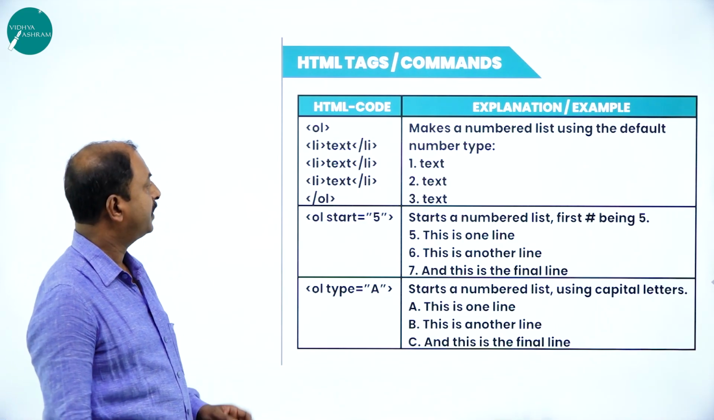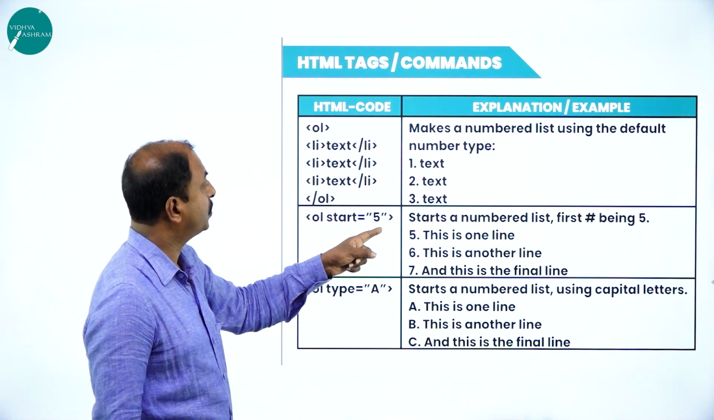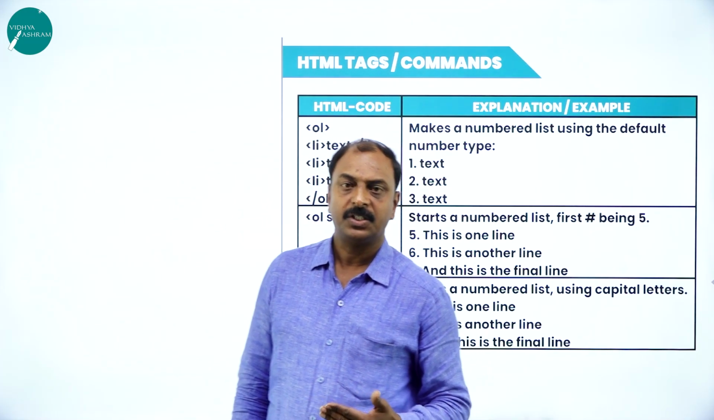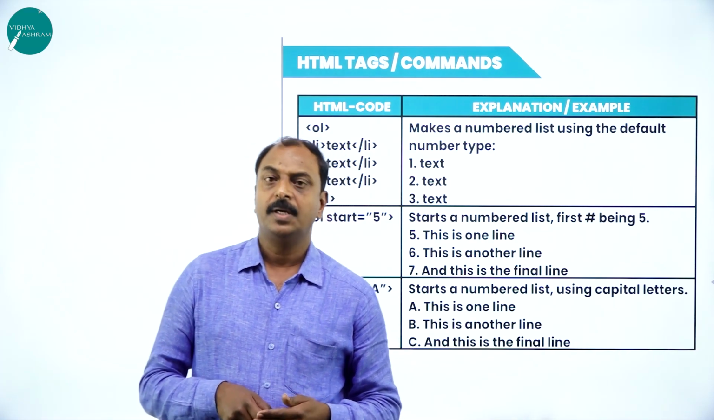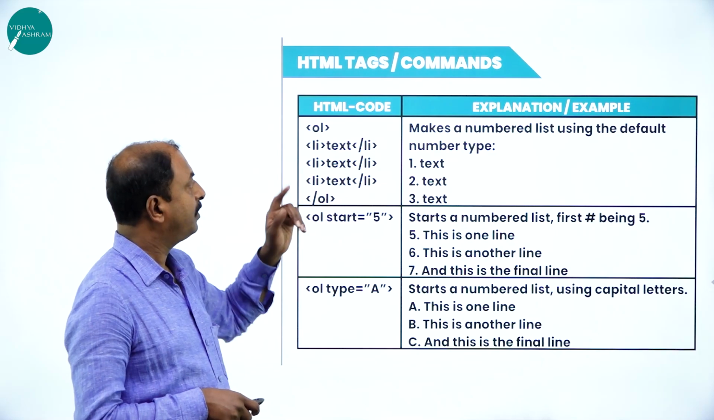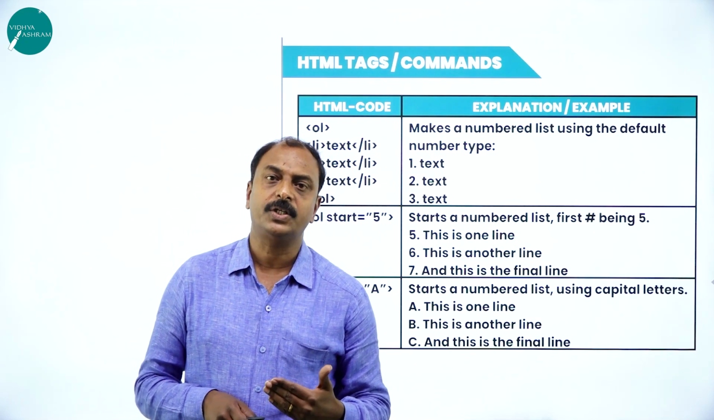Now, let us see the second example here. Here, OL start equals 5. Suppose I want to have a list starting with some other number. By default, generally, if you use the OL tag, it starts with list item numbers from 1, 2, 3.